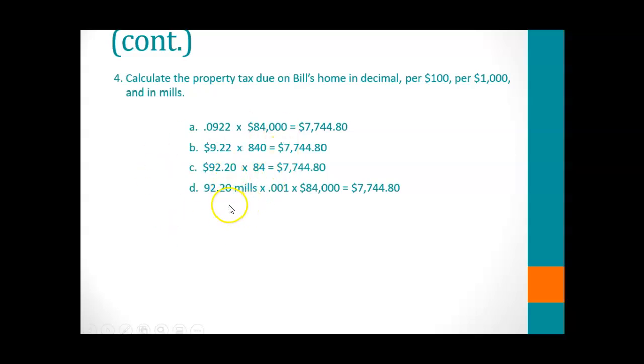And in terms of mills, you take the 92.20 times 0.001 times 84,000. So notice that the amount of property taxes is going to be the same. It just could be written in any one of these different formats: as a percentage, as per $100 of the assessed value, as per 1,000 of the assessed value, or it could be listed in terms of mills.